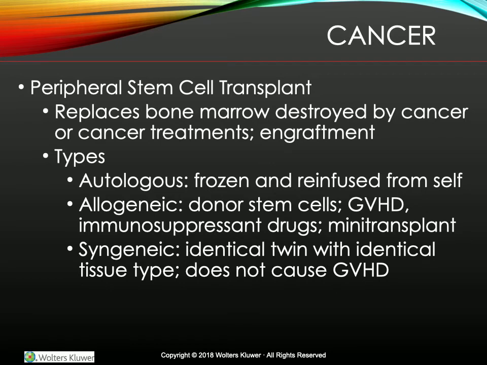So peripheral stem cell treatment, which is a transplant, replaces bone marrow destroyed by cancer or cancer treatments, and it's in the form of a graft type treatment. This has come a long way and has become very popular now in the treatment of cancer. Know that stem cell patients have no means to fight infection, so you need to monitor them closely for the development of an infection.